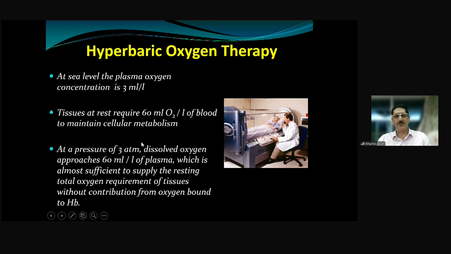And at a pressure of 3 atmospheres, we are actually giving 60 ml of oxygen per liter of plasma. And therefore, it gives so much oxygen that it does not depend on the oxygen dissociation curve. And if the oxygen is bound to the hemoglobin in a wrong way, like carbon monoxide poisoning, etc., or methemoglobinemia, it still can improve the condition by giving oxygen.